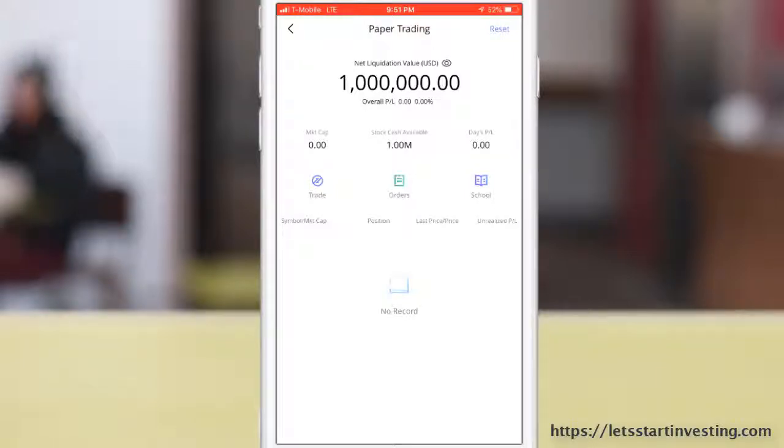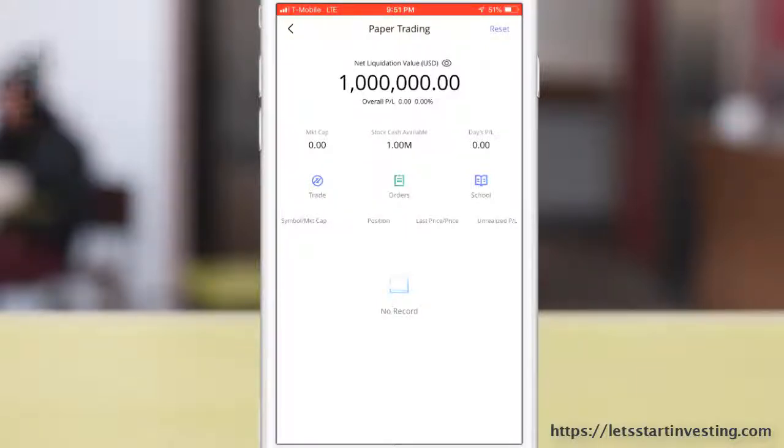Put some fake money down, say you're going to buy this many shares of this, and you can basically see how it would have performed if it had been your real money, but without taking that risk. So paper trading is a great way to learn, and it's a great way to practice things that you want to implement without actually putting your skin in the game, so to speak.